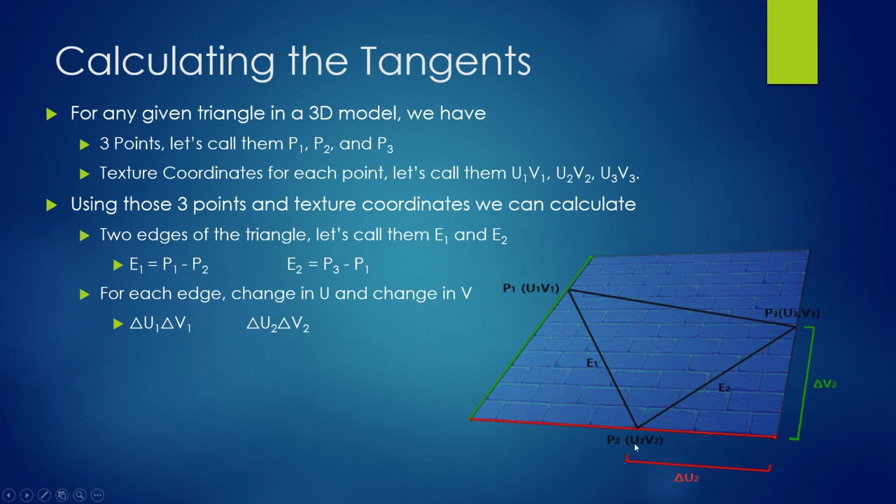So basically the diagram here shows the delta UV for the edge 2. If we subtract u3 and u2, which would be the x coordinate here, we get this difference here. And if we subtract the v3 and the v2, we get this difference here. And then we would do the same for the other edge. So we have these two delta UVs.